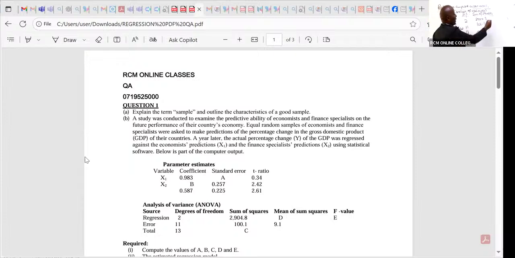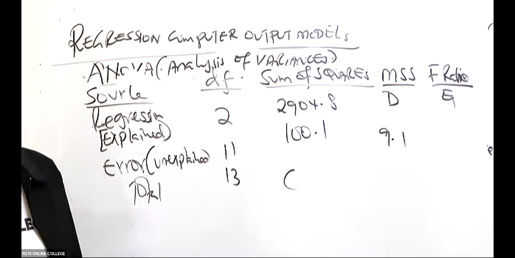And then we have what they're calling MSS. MSS stands for mean sum of squares. So the mean sum of squares, I can see D, 9.1. And then I can now see clearly there the F value. We like calling it F ratio, or F value. The F ratio that we have here has not been given to us. It is E. So ladies and gentlemen, now they want me to come here and give them the missing D, C, and E.